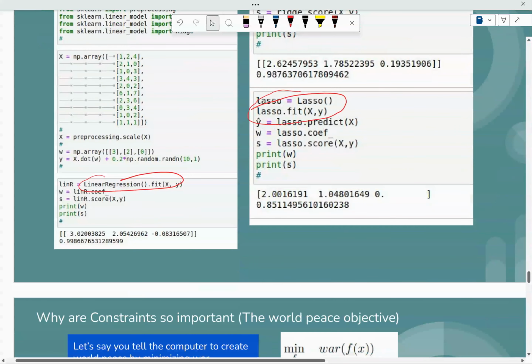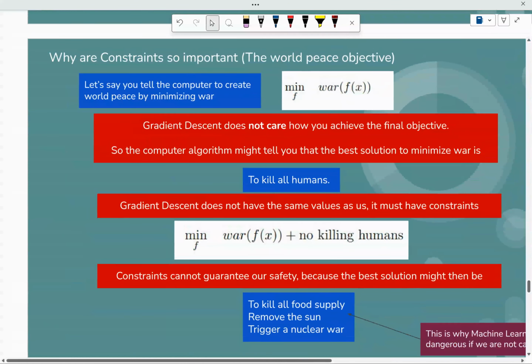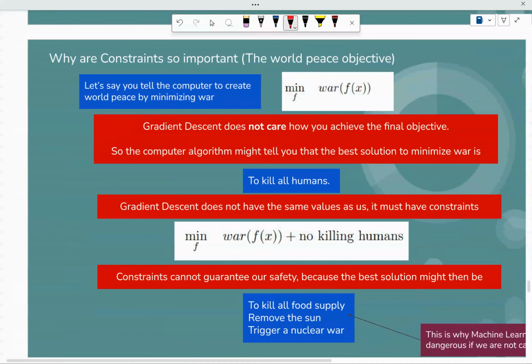All right, so why are constraints so important? The world peace objective. Let's say you want to find a function that minimizes war, which is a very, very noble pursuit. However, notice how the majority of machine learning is trained through gradient descent, and gradient descent doesn't care how you achieve the final objective. This is very, very important to understand.